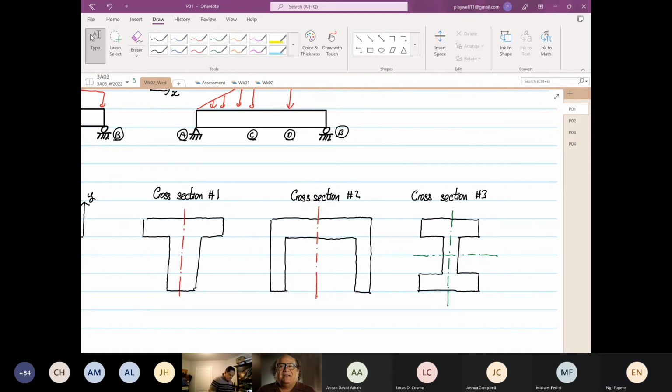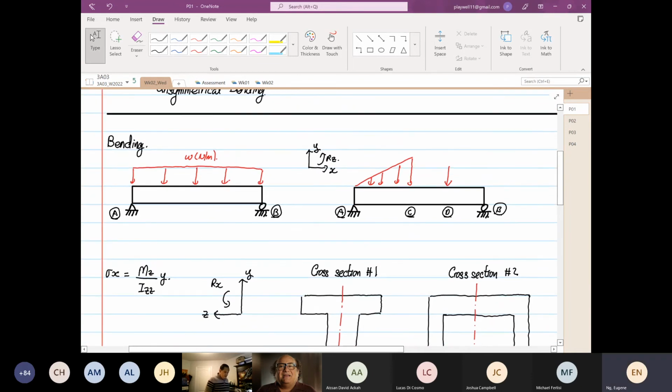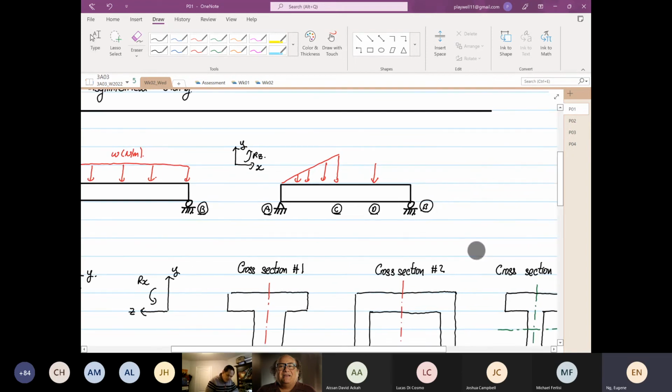So now, by looking at the loading condition, the one on the left, on the right, from here I will say both of them are under symmetrical.